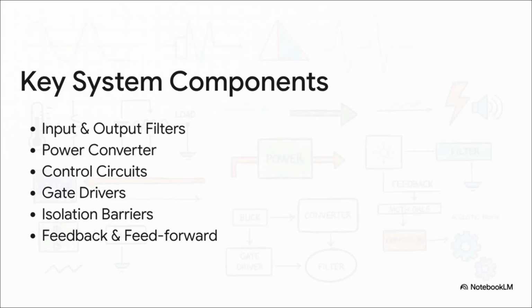So the real takeaway here is that a power electronic system is, well, it's an ecosystem. The power converter is at the heart, sure, but it's being directed by the brains, the control circuits, and activated by the muscles, the gate drivers. To handle the messy consequences of all that switching, you absolutely need filters. And to keep the whole thing running safely and reliably, you need isolation and feedback loops. Understanding how all these pieces play together is what separates good design from bad.